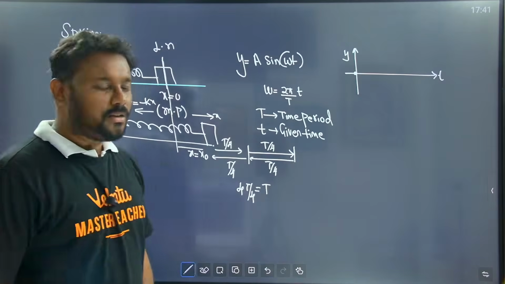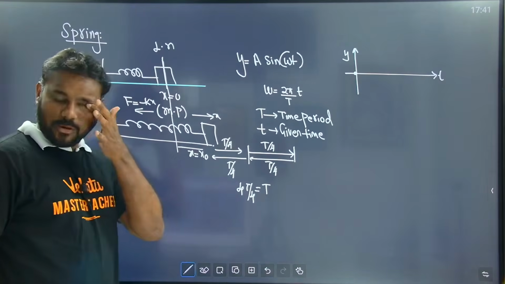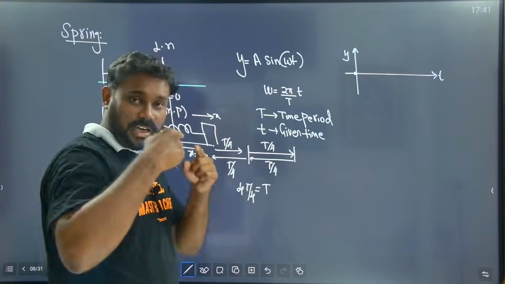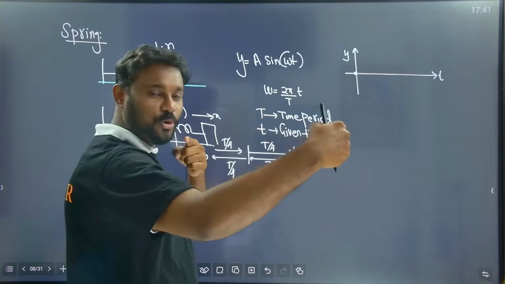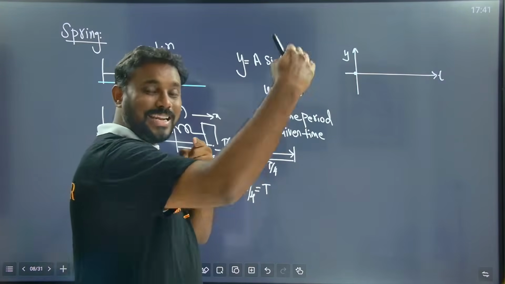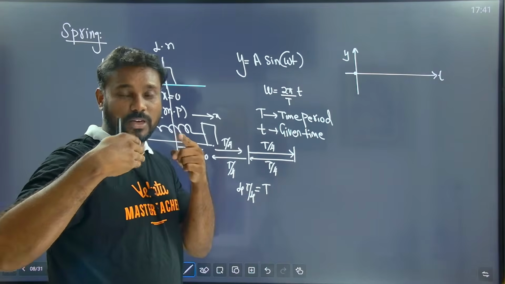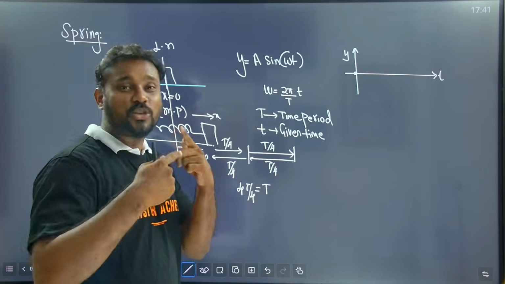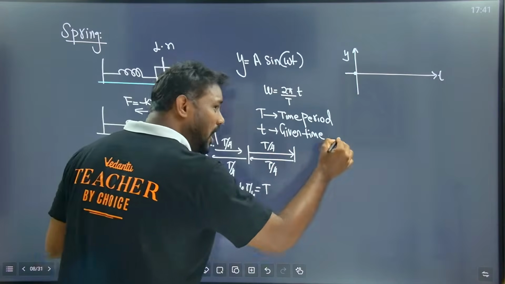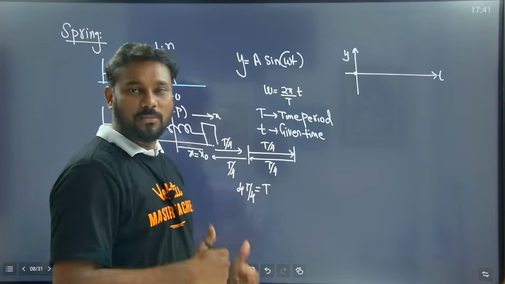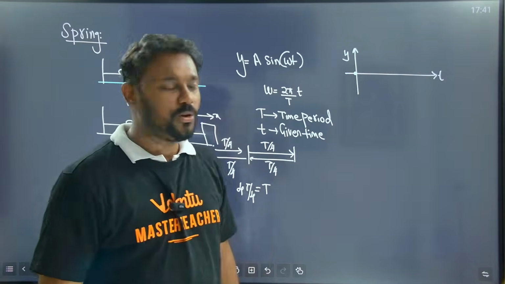Clear? Did you understand? This is very important. You have to know clearly. For one oscillation, the time from the mean position to the extreme position is T by 4. Then from the extreme position back to the mean position is also T by 4. So for one half of the oscillation, it will be T by 2. Clear?